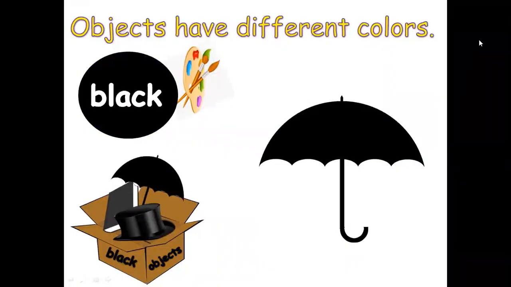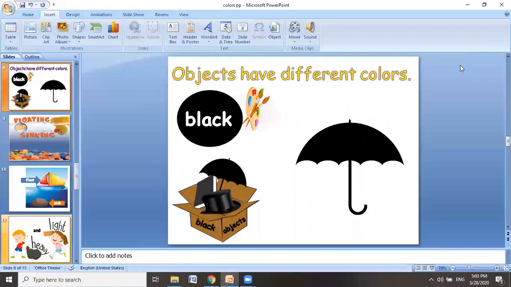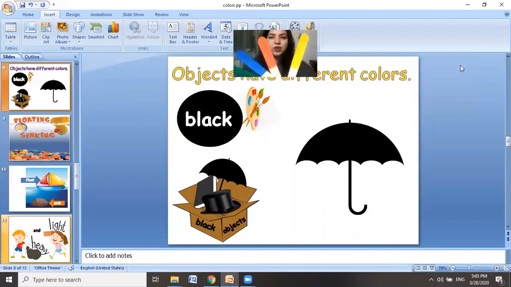Okay, so we said that objects have different colors, okay? What's this color? Black. Repeat after me. Black. Excellent. Now, what's this color? Green. Repeat after me. Green. Excellent.